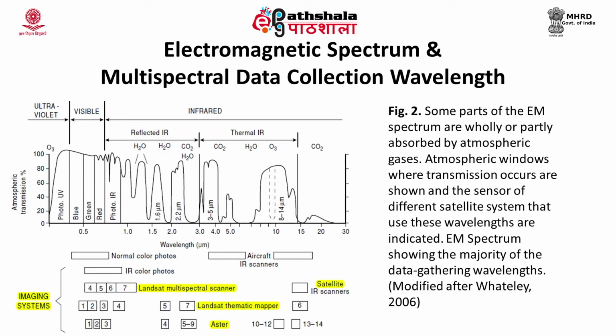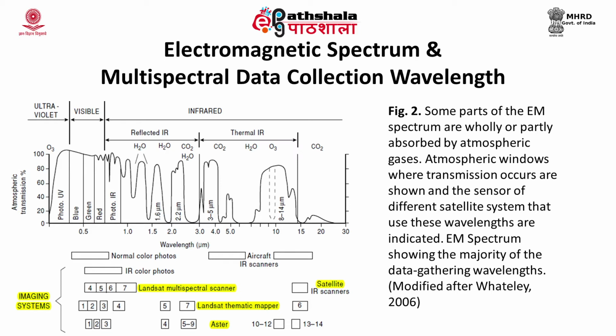In figure 2 you can see that some parts of the electromagnetic spectrum are wholly or partly absorbed by the atmospheric gases. So, atmospheric windows where transmission occurs are shown, and the sensors of different satellite systems that use these wavelengths are indicated as boxes, on an electromagnetic spectrum showing the majority of the data gathering wavelengths. Here you can see the ultraviolet region of this electromagnetic spectrum mostly gets absorbed by O3, ozone, and if you look at the visible range, that mostly can reach the sensor.